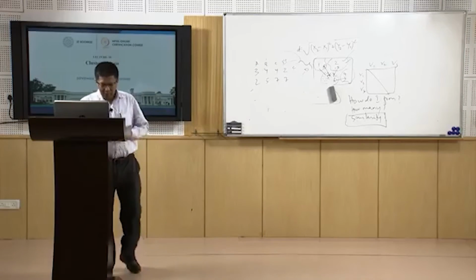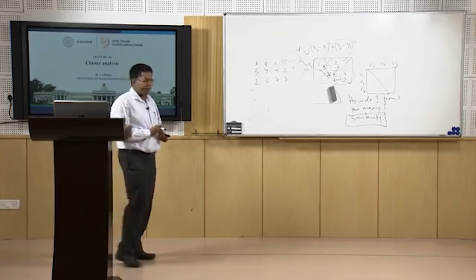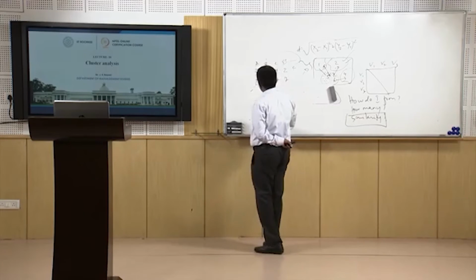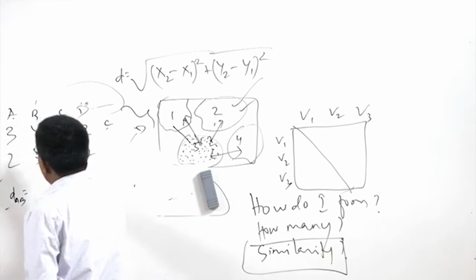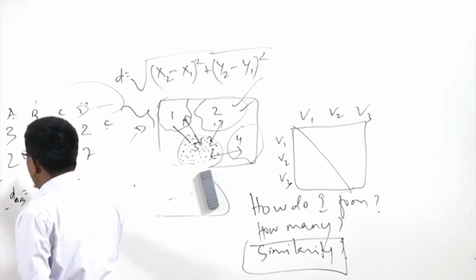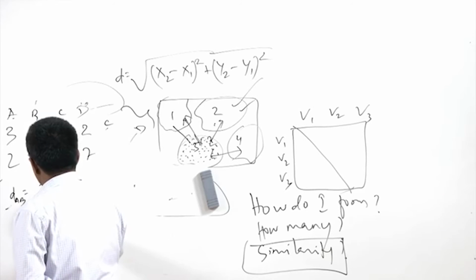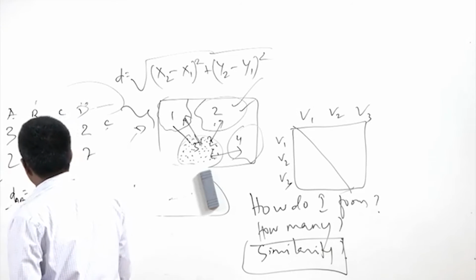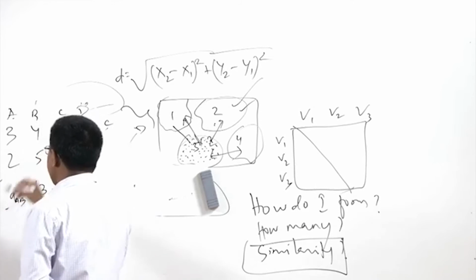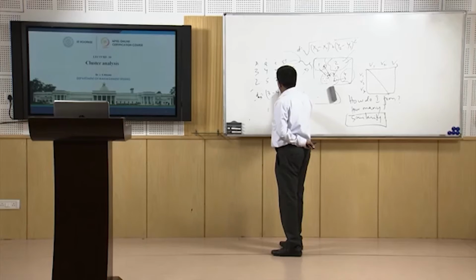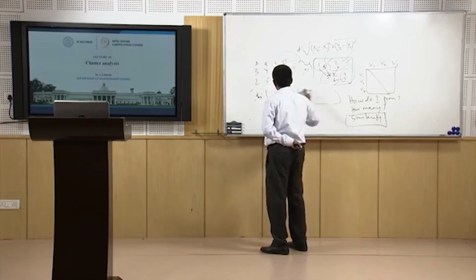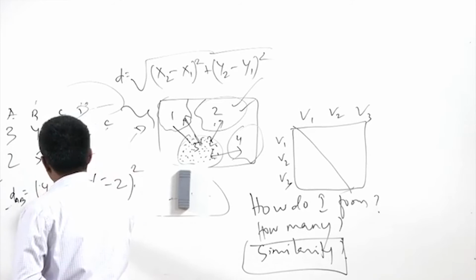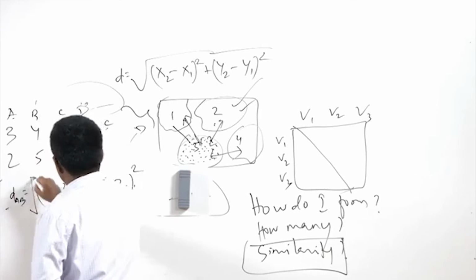Now, to do that, let us first find between A and B. The distance between A and B, AB, is equal to, let us say x2 minus x1, or whatever, you can take it one way. So, 3 minus 4, or you can say 4 minus 3 also, it does not make a difference because it is a square. 4 minus 3 square plus 5 minus 2 square, root over.